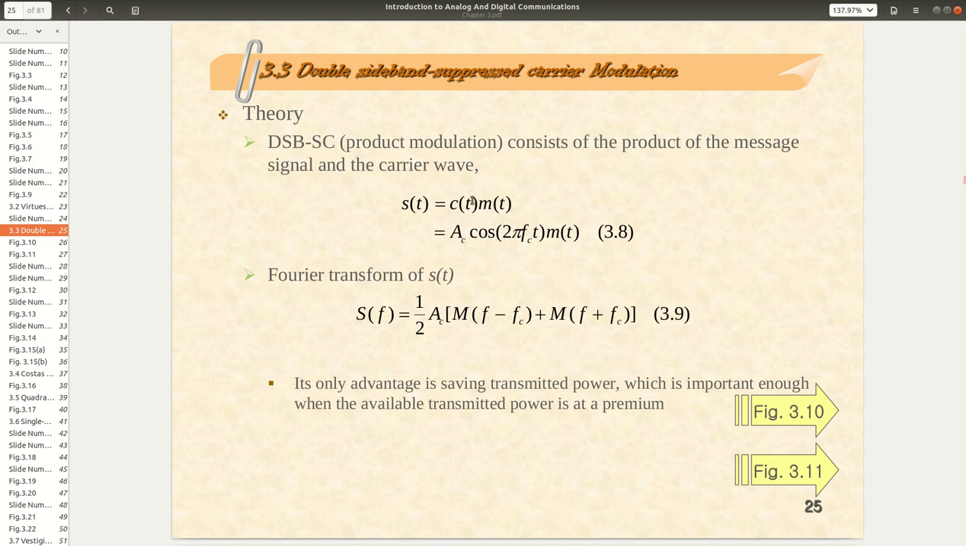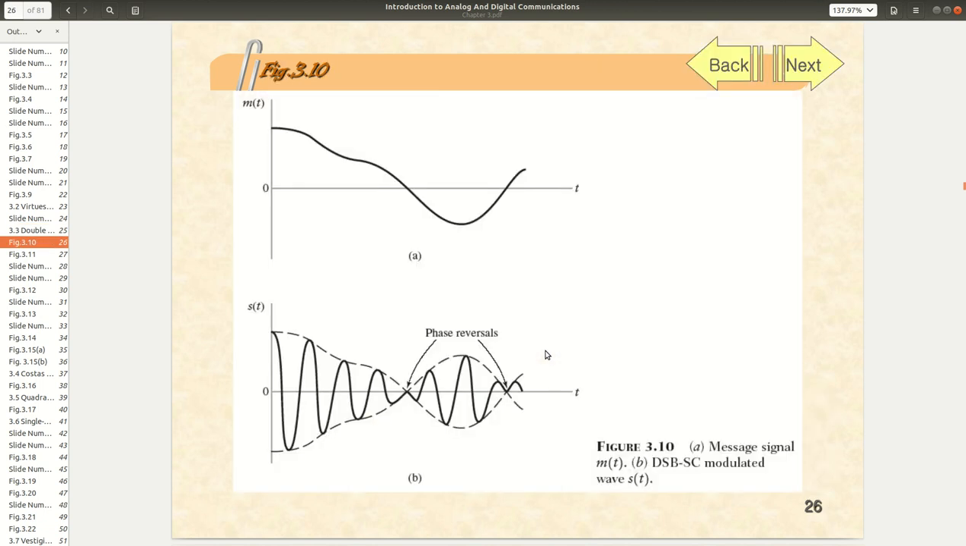Here s(t) equals c(t), the carrier signal, multiplied by the message signal. In the Fourier transform, you see the cosine as a delta at fc and at minus fc. It is multiplied by m(t), so it will be M(f minus fc) and M(f plus fc). You see here the signal m(t), and this is s(t) after the modulation.